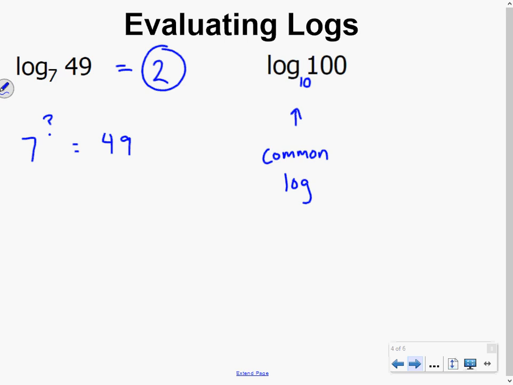So we're thinking, what power do I need to raise 10 to equal 100? Well, I need to raise 10 to the second power to equal 100. So this one's equal to 2 as well.